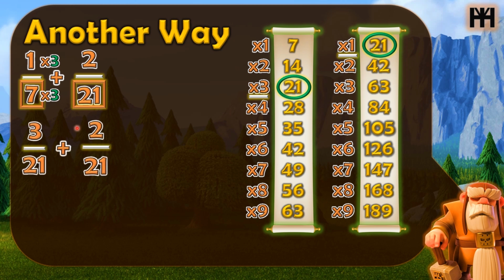So let's rewrite it here. So it's 3 over 21 plus 2 over 21. Now it's very easy here. Only 3 plus 2, so it's 3 plus 2 over 21. So it's 5 over 21. You see? Very easy. Okay, let's see the next one.